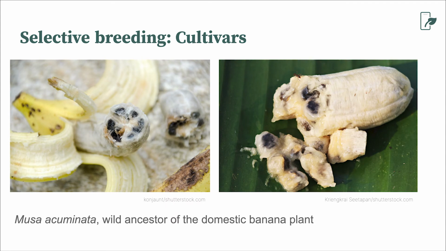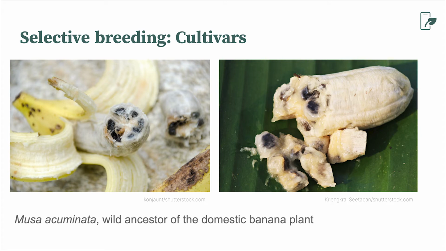And another good example is that of banana. If you look at the wild ancestor of the banana plant, it's completely inedible. It has these really large, hard black seeds in it. And of course, if you tried to eat that, you'd probably hurt yourself. But today we have successively bred those seeds out of the banana into something a lot more tasty and interesting.